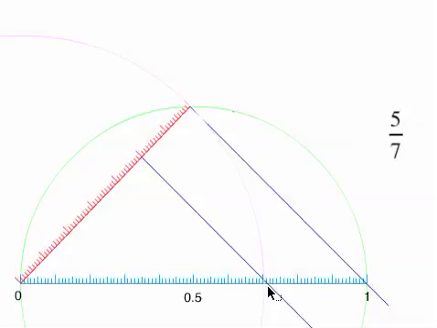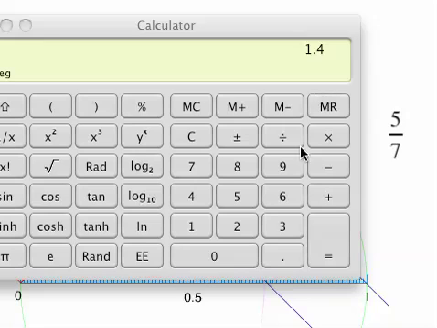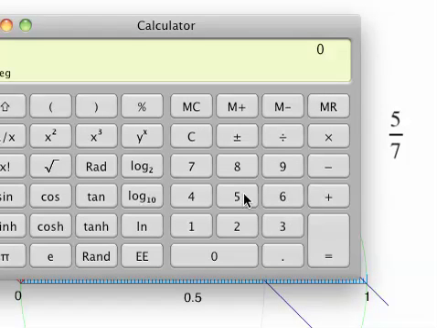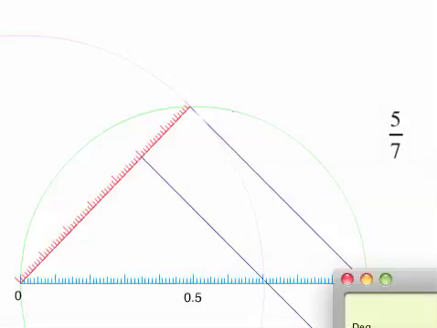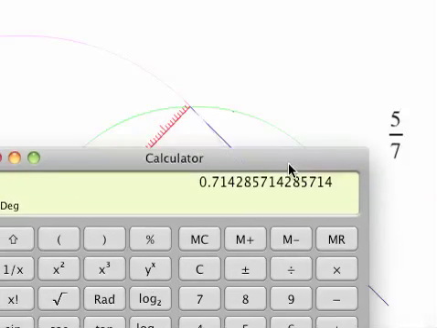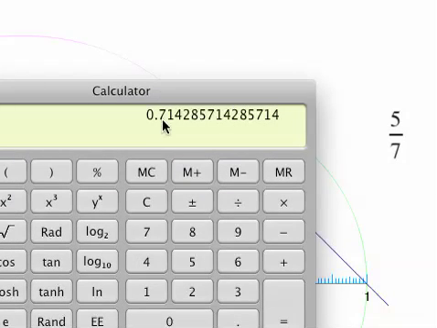Okay, and 5/7 as a decimal. 5 divided by 7 is 0.714285. Notice the period is 714285, and all that repeats over and over again. All right, so it's going to be between 0.7 and 0.8, but really close to the 0.7.